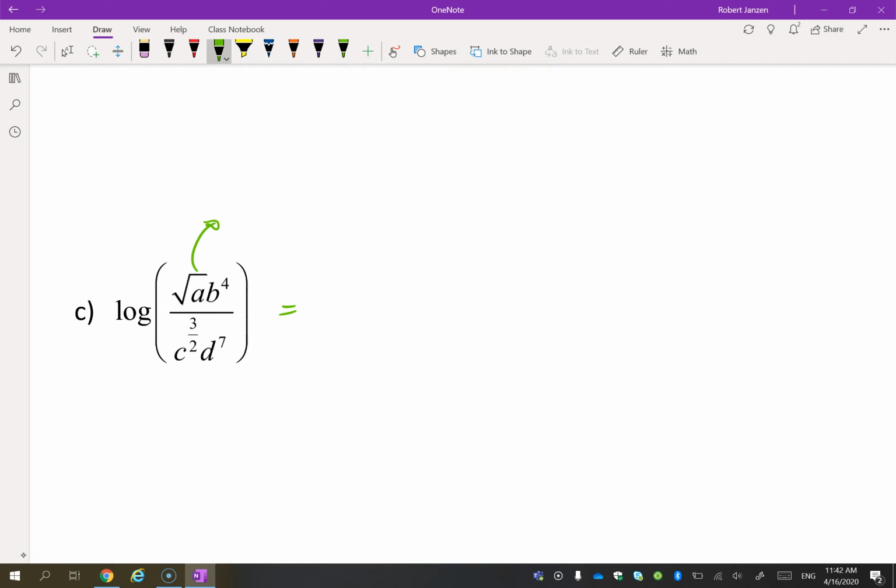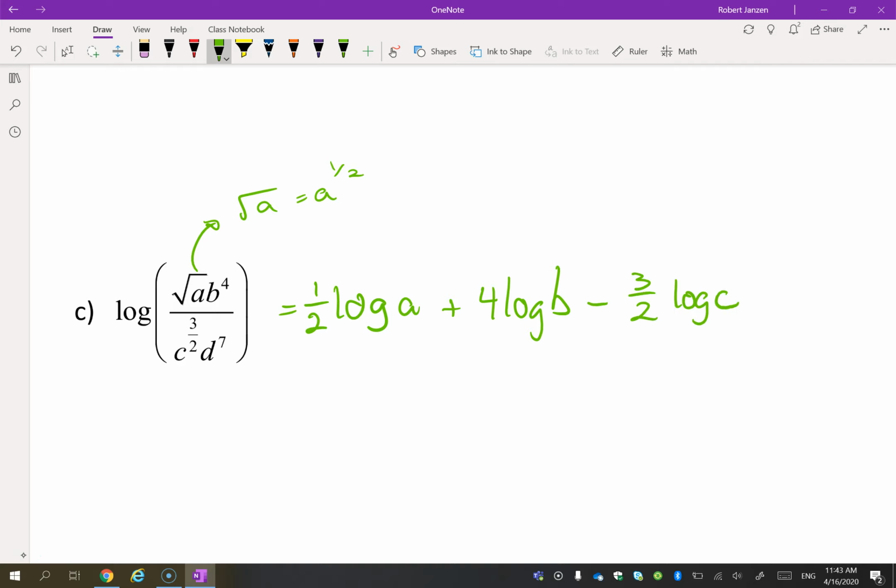Okay, what does root a mean? This is the same as a to the power of half. So I'm going to write log a to the power of half. No, I'm going to put the half in front. Plus 4 log b minus 3/2 log c minus 7 log d.